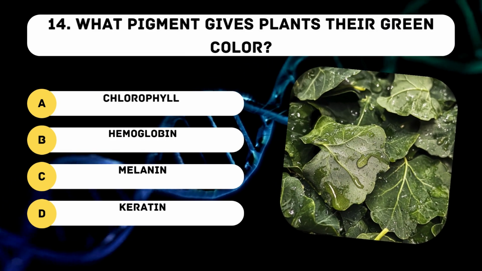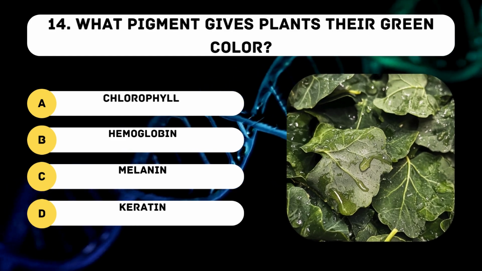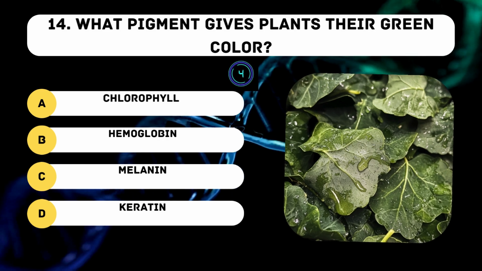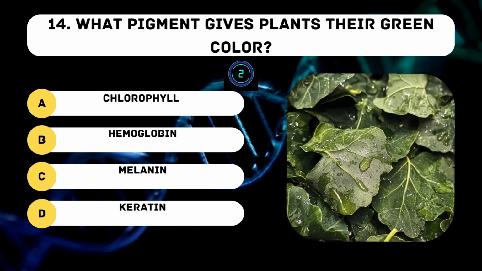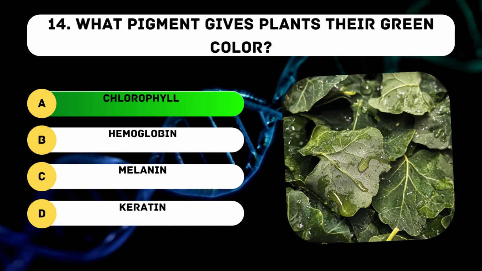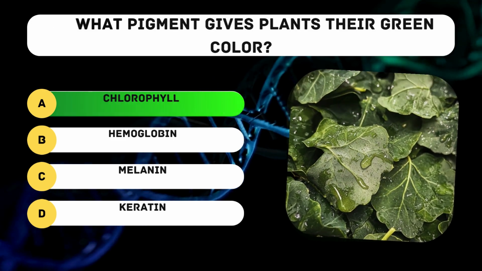14. What pigment gives plants their green color? A. Chlorophyll. B. Hemoglobin. C. Melanin, or D. Keratin? The answer is A. Chlorophyll. Chlorophyll is the pigment in chloroplasts responsible for the green color in plants.